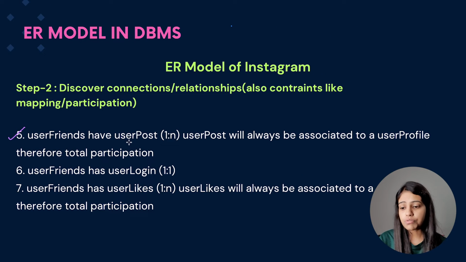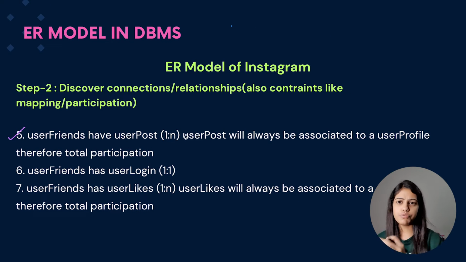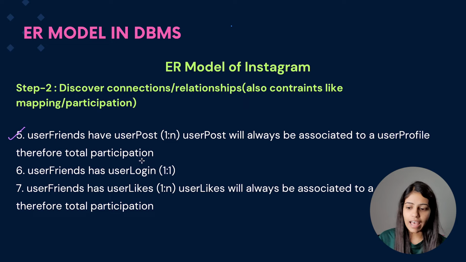Now the fifth is user friends has user post. User friends can also upload some posts, right? Consider that there are multiple user profiles: user profile 1, user profile 2, user profile 3. User profile 1 and user profile 3 are friends. So user profile 1 can upload many photos, and user profile 3 can also upload many photos. So user friends may have user posts. That is a 1 to n relationship, where one user friend can upload many posts. It will also be associated with a user profile, therefore total participation.